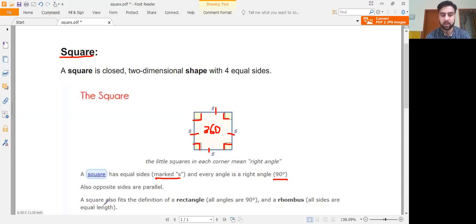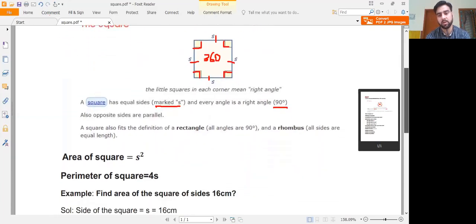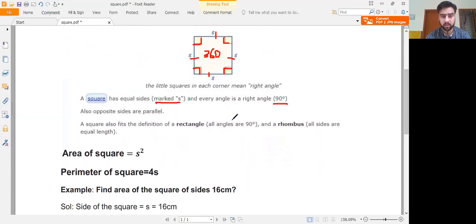Okay, a square also fits the definition of a rectangle, where all angles are 90 degrees, and of a rhombus, where all sides are equal in length. We know that in a rectangle all angles are 90 degrees, and in a rhombus all sides are equal. That's why we can say that a square fits the definition of a rectangle and a rhombus.